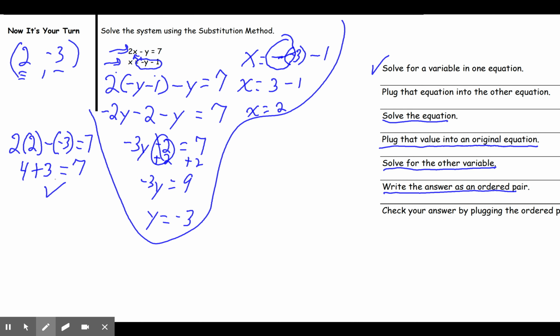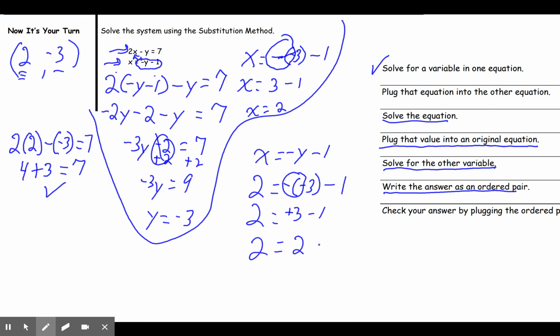Now let's check the other one where we had x equals a negative y minus 1, right? x equals a negative y minus 1. Well, my x value is 2. Does that equal a negative 3 minus 1? A double negative makes that a positive 3 minus 1, and 2 does equal 2. Check.